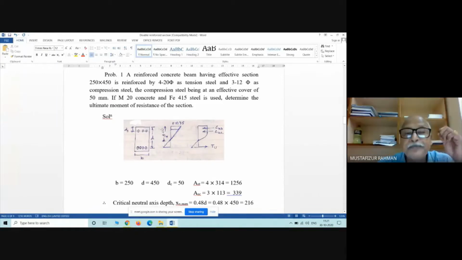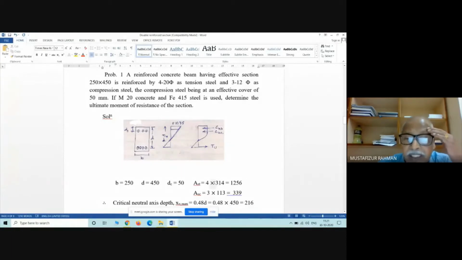So this amount of compression steel. Are you able to see the movement of the mouse? So this is our compression steel and this is our tension steel. Here it is 4 numbers of 20 mm, and 3 numbers of 12 mm. So the total amount of compression steel and total amount of tension steel is to be found.